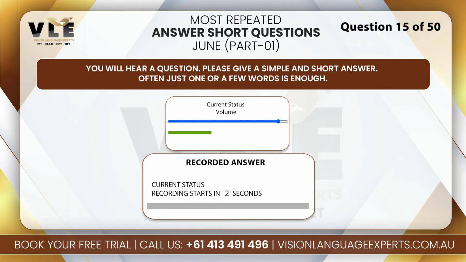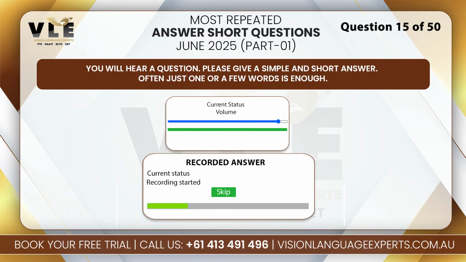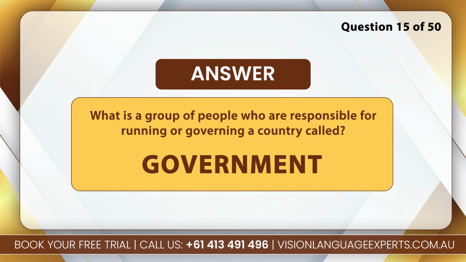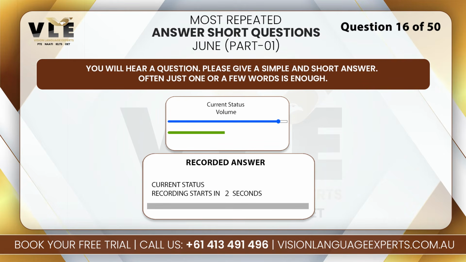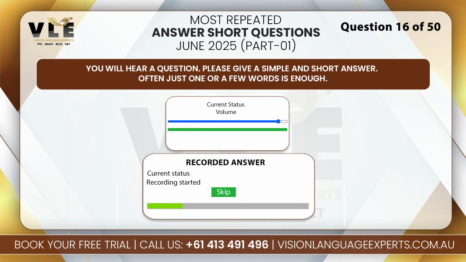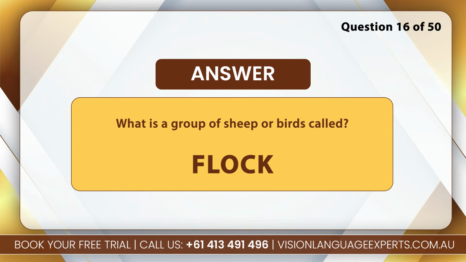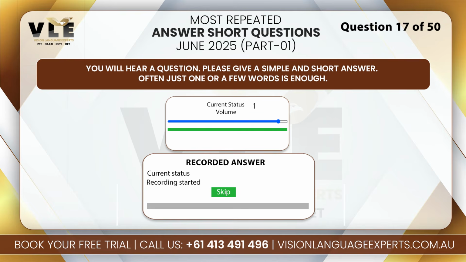What is a group of people who are responsible for running or governing a country called? Government. What is a group of sheep or birds called? Floc.